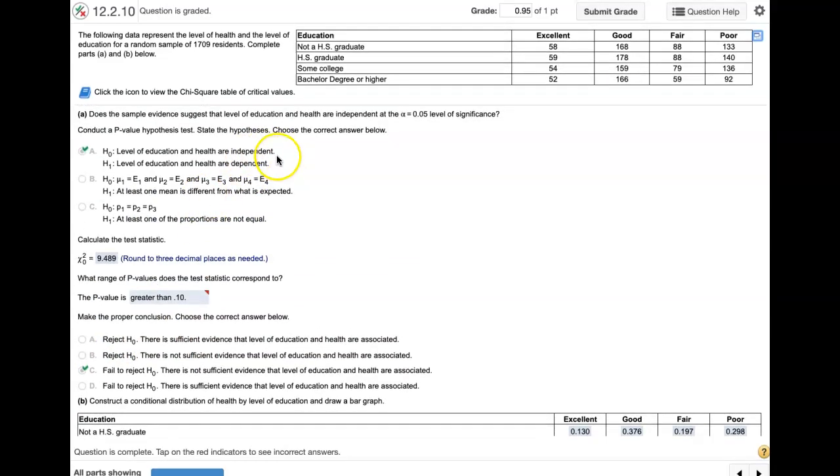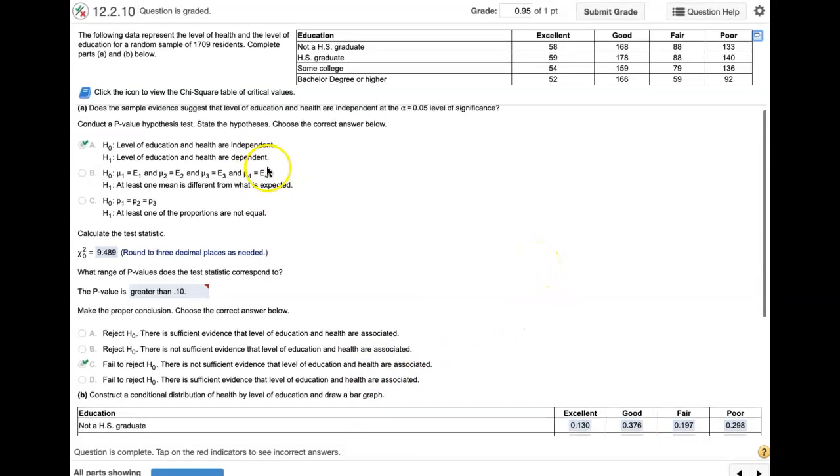We're not rejecting this. So then we say there's not sufficient evidence to say the variables are associated, or dependent. Dependent means that they're associated. We don't have enough data, or evidence, to say that.